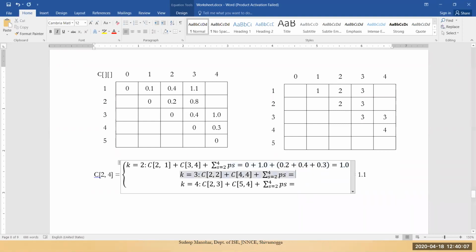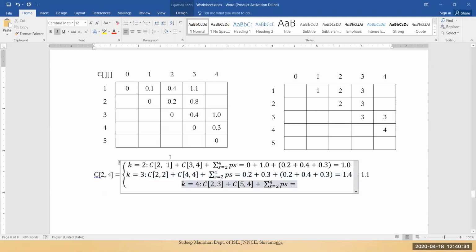And what do you get for this? 2 comma 2. 2 comma 2 is 0.2 plus 4 comma 4. 4 comma 4 is 0.3 plus probabilities, it remains same, is equal to 3 plus 4, 7 plus 2, 9. 9 plus 5, 14. It is 1.4.